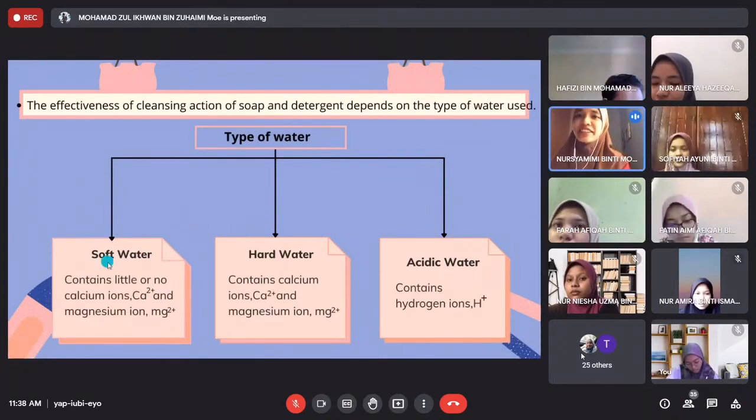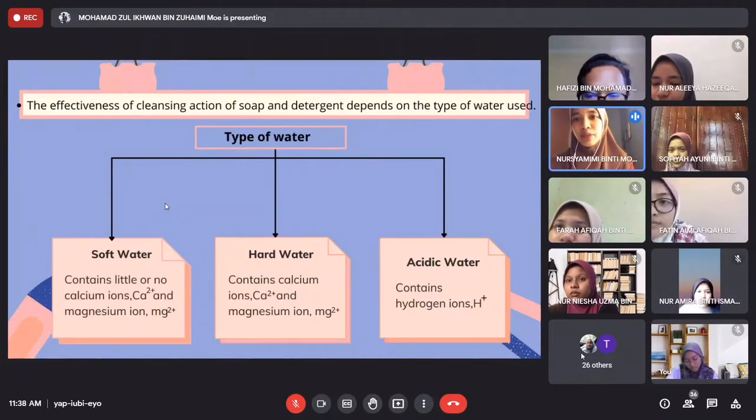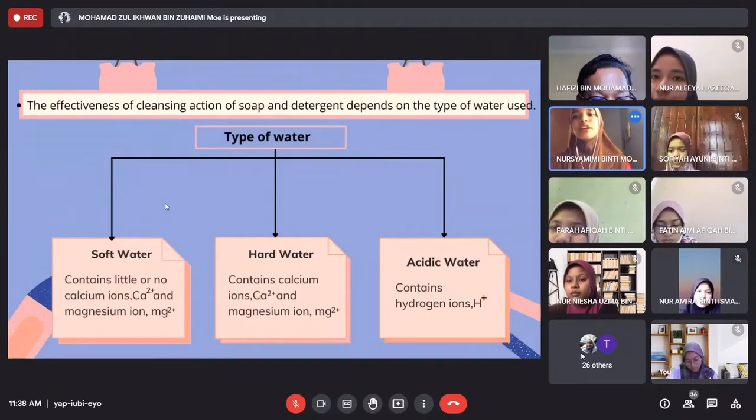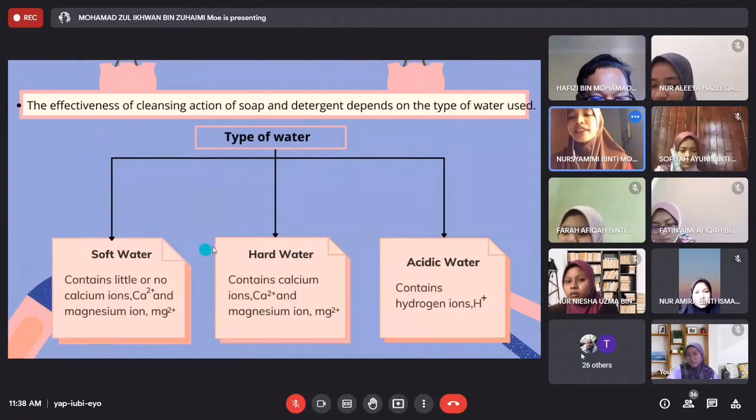The effectiveness of cleansing action of soap and detergent depends on the type of water used. There are three types of water that we will learn. First is soft water, which contains little or no calcium ion, Ca2+, and magnesium ion, Mg2+. The second one is hard water, which contains calcium ion, Ca2+, and magnesium ion, Mg2+. And the last one is acidic water that contains hydrogen ion, H+. Examples of hard water are rivers, sea, and underground water.